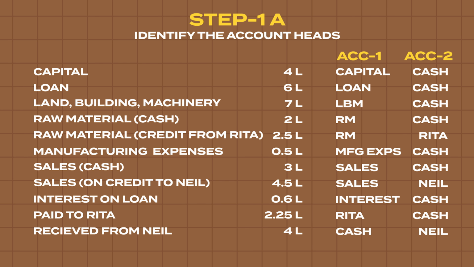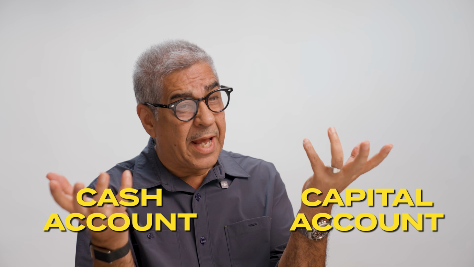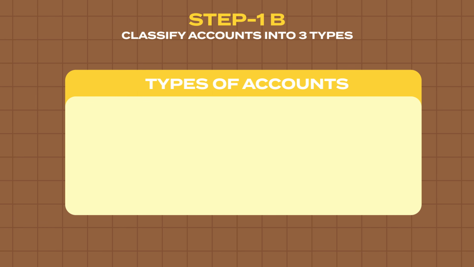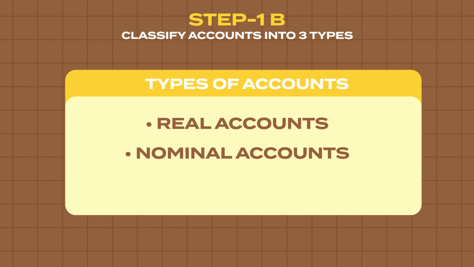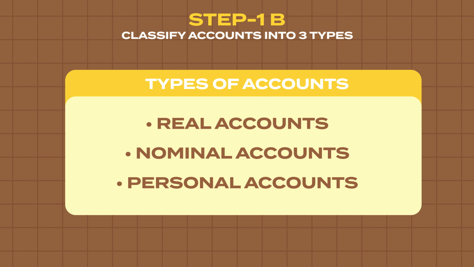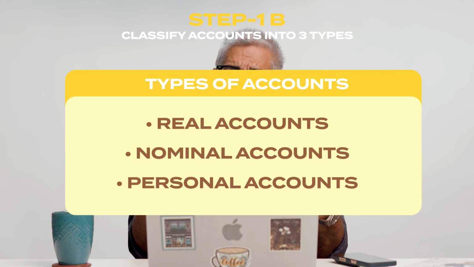So step number 1A, identify the two account heads. Now we know when Carl introduced capital, the two account heads are capital account and cash account, but we still don't know whether to debit capital and credit cash or to debit cash and credit capital. For this, again, you'll have to classify all account heads into three types. All account heads will either be classified as real accounts, or as nominal accounts, or as personal accounts. And for each of these three, there are rules which one to debit and which one to credit.